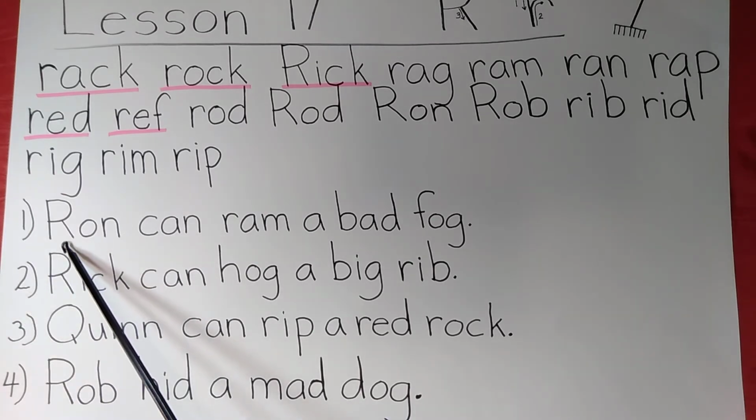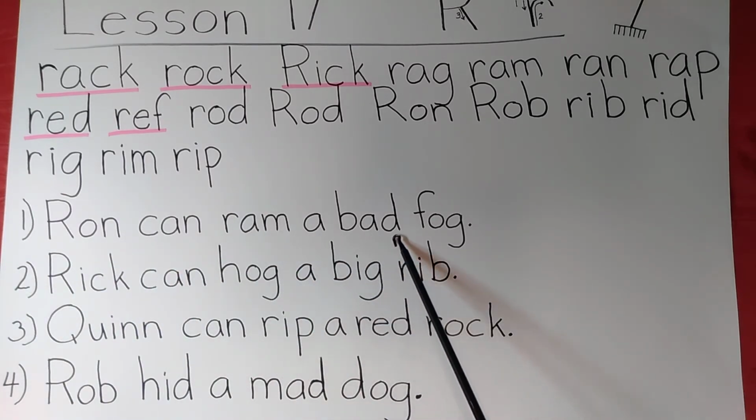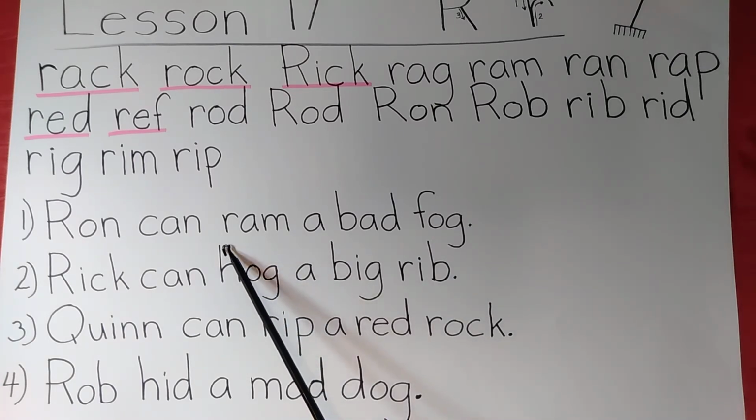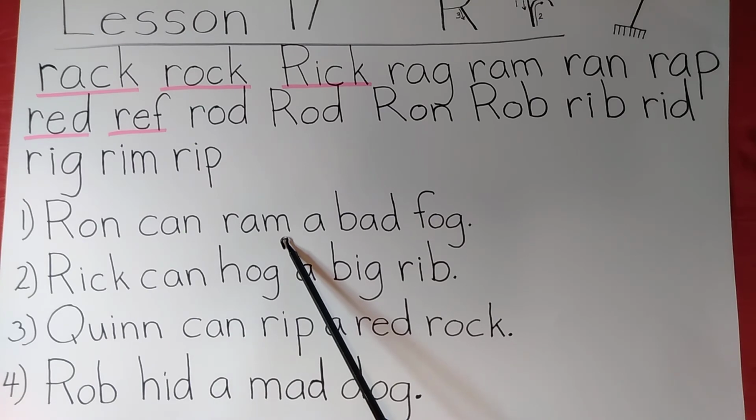All right, my answers. Ron can ram a bad fog. This one is false. You can ram a solid object, which means to bash into it. But teachers, you may not have explained that meaning of the word ram. You may have just explained that a ram is a male sheep, and if you didn't use that explanation, the student may not be familiar with it, so you would have to explain in order for them to make a rational guess on the true and false.